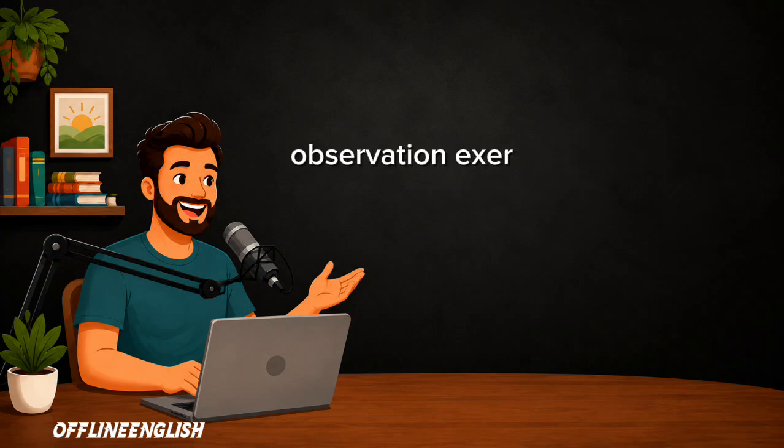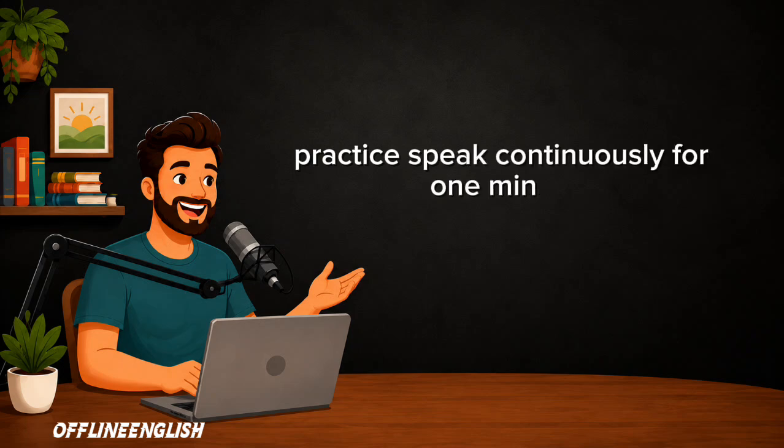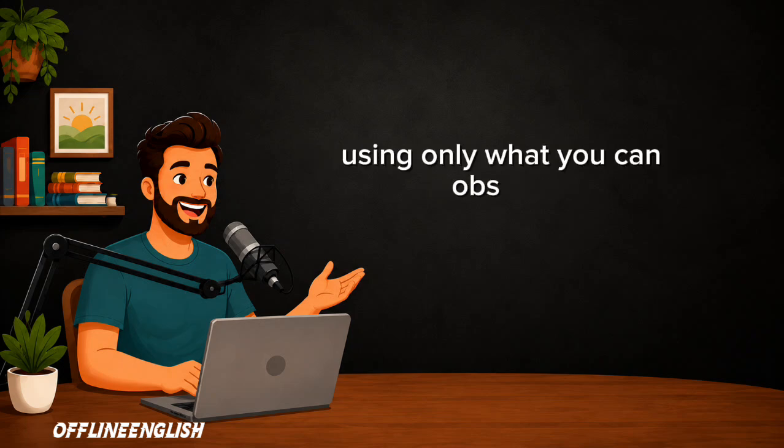Observation exercise: spend 2 minutes looking around and describe everything you can see without stopping. Speaking practice: speak continuously for 1 minute using only what you can observe.